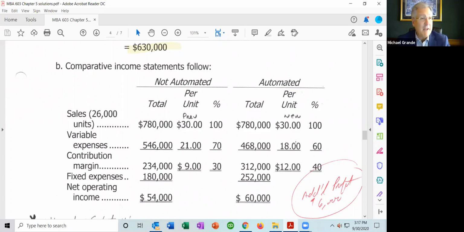On an automated basis, you got different numbers. The contribution margin increases to $12 per unit, but the fixed costs go up by the $72,000. So you can see by automating, what happens? Profit goes up by $6,000.